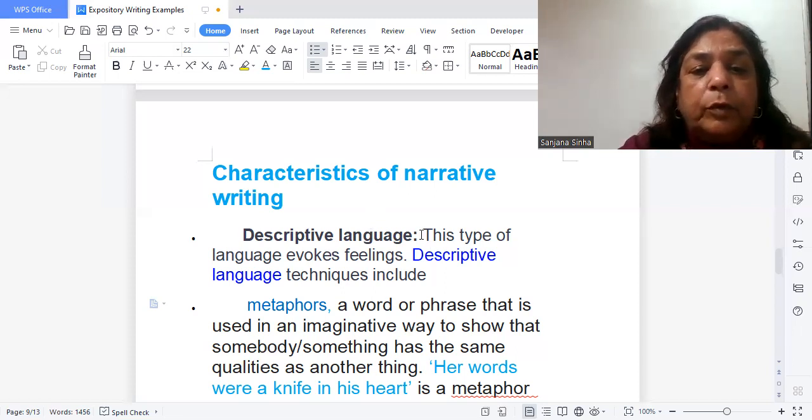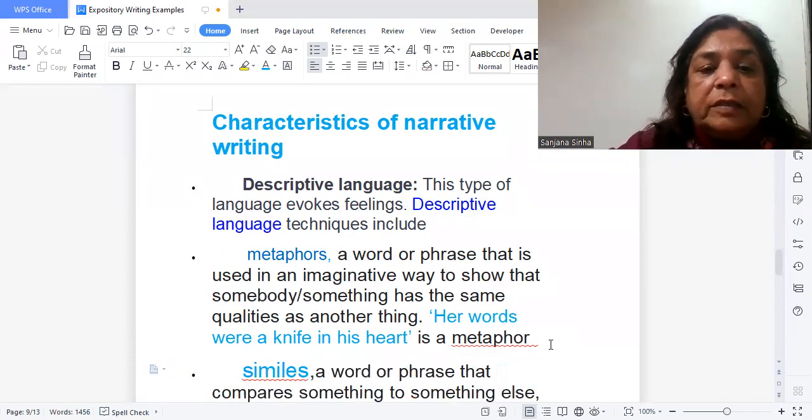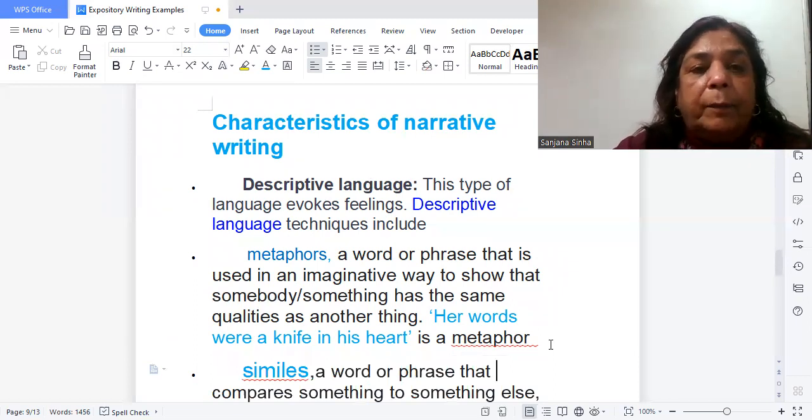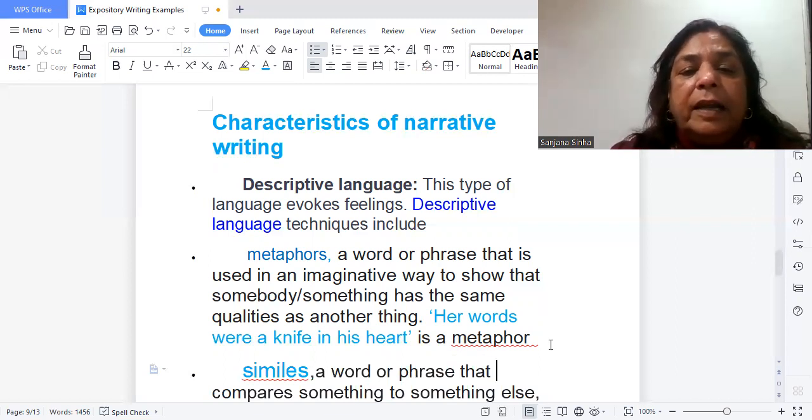This type of language evokes feelings. When you're writing descriptive language, it should convey feelings. It should arouse feelings. Descriptive language techniques include, now what are these techniques? You must have all heard about metaphors. Metaphors, or it's a word or phrase that is used in an imaginative way to show that somebody or something has the same qualities as another thing.